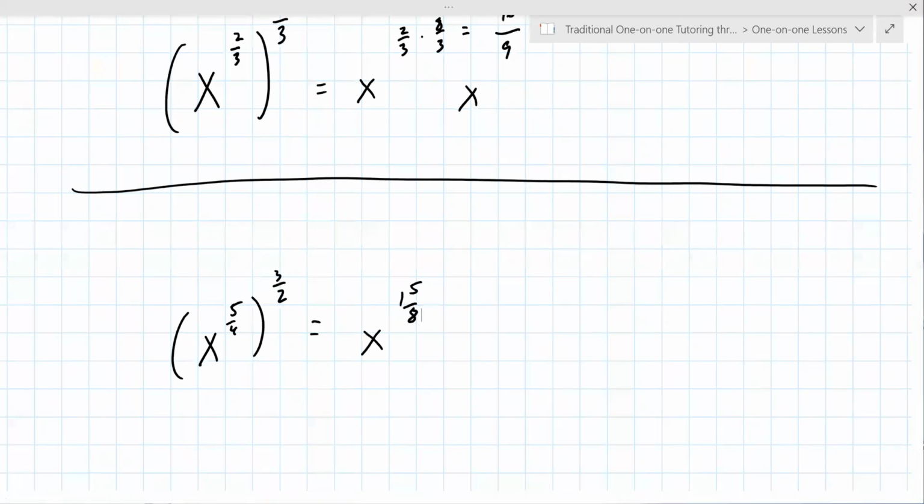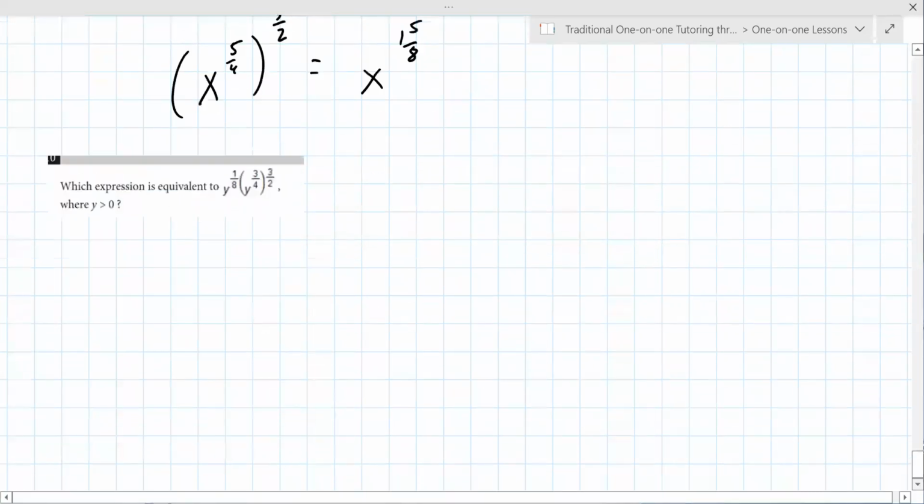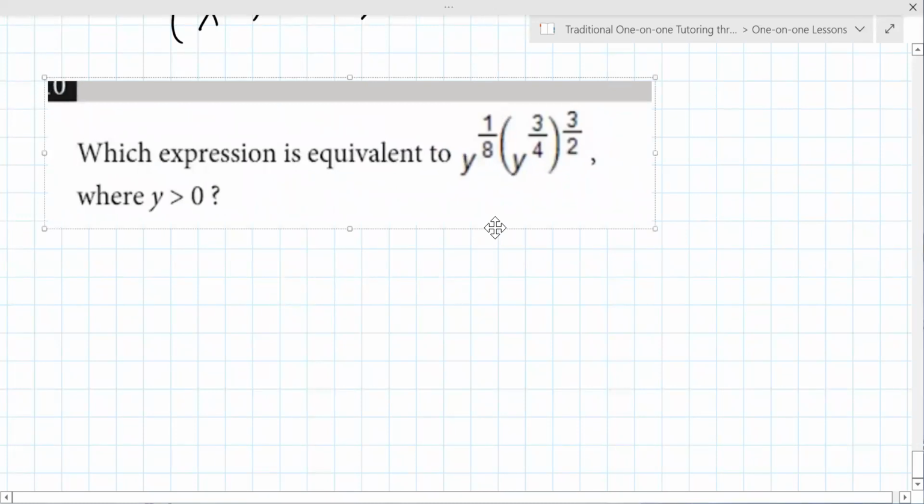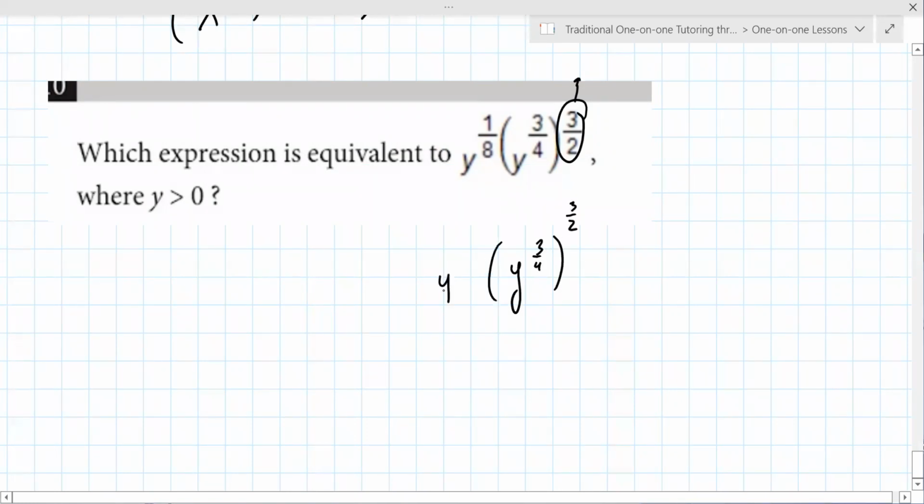Okay, finally we can do a problem here. It says which expression is equivalent to y to the 1/8 power times y to the 3/4 power to the 3/2 power. This 3/2 is really supposed to be just a tiny bit higher. I don't know why the typesetting isn't right, but I would write it this way. It's really to the 3/2 power.